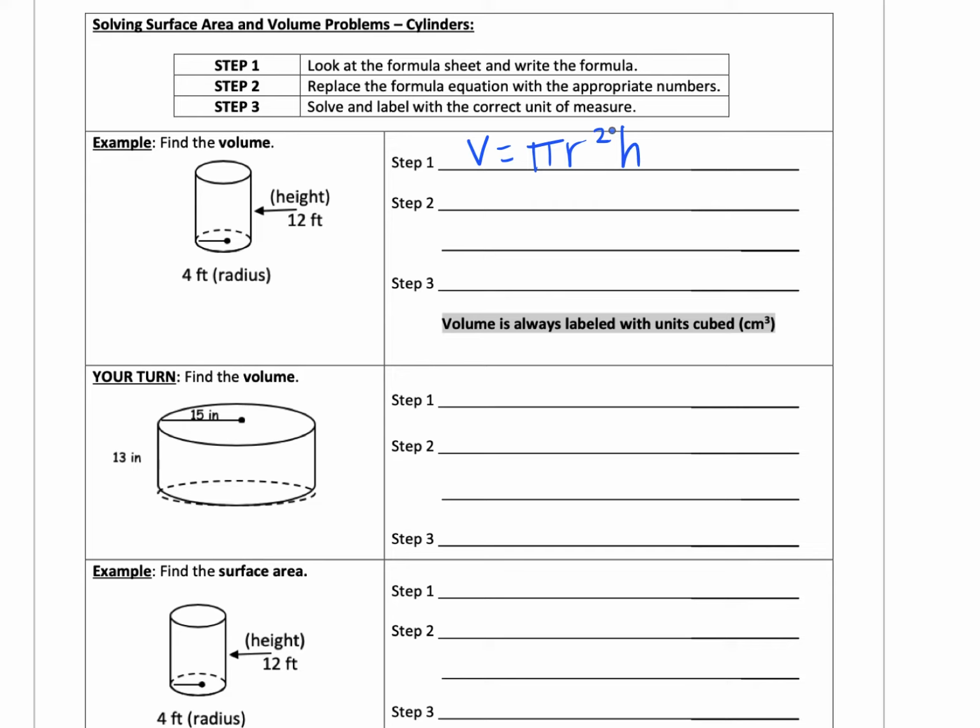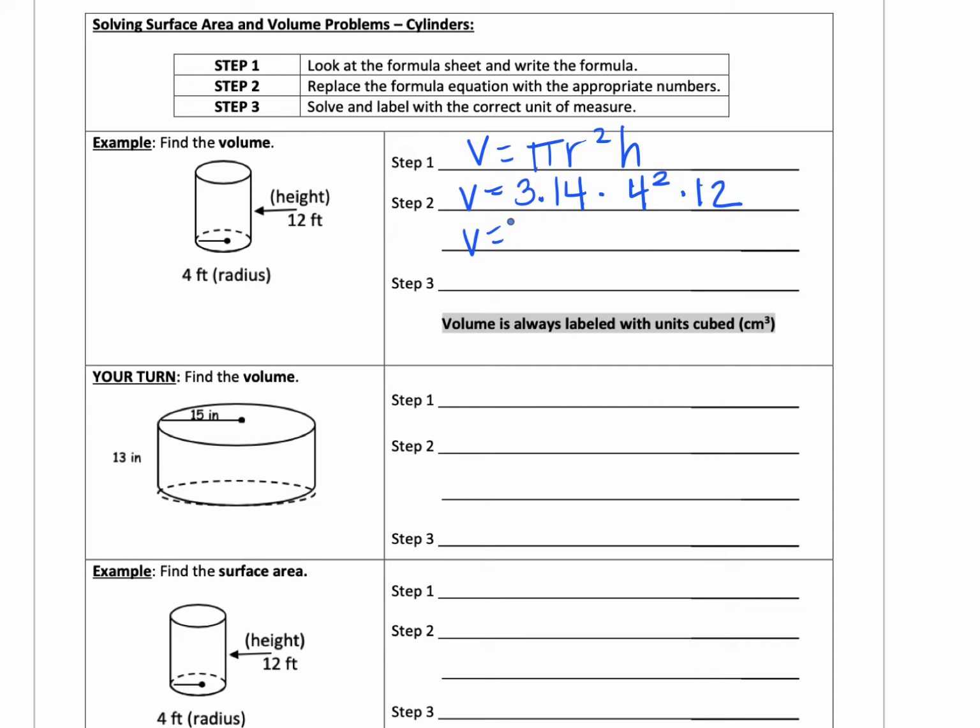So we have this exponent that we're going to need to take care of first every time. So volume equals pi. Remember, we replaced pi with 3.14. We're going to multiply that by the radius squared. Our radius is given to us as 4, so 4 squared. And then we're going to multiply that all by the height, which is 12.